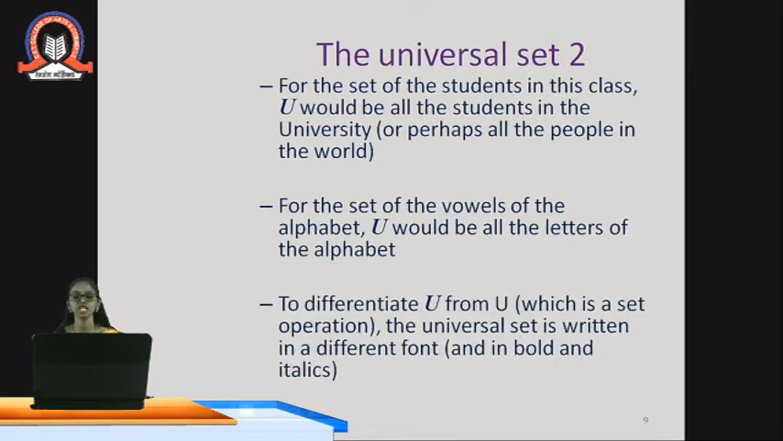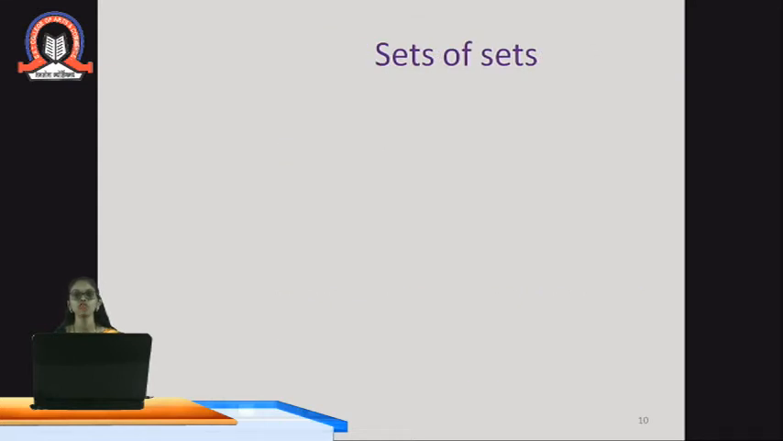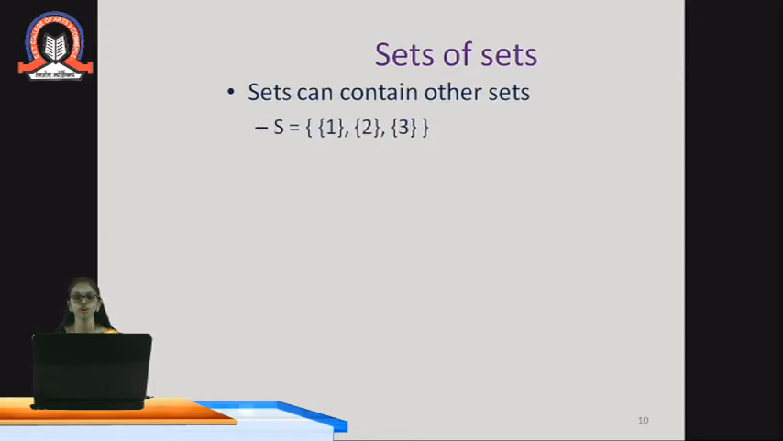To differentiate U from U, which is the set operation, the universal set is written in a different font, that is bold or italic font. Now what is a set of sets? Sets can contain other sets; this is called a set of sets.